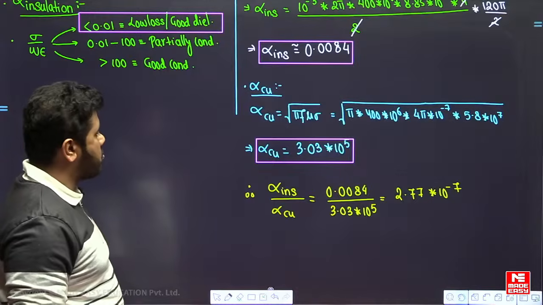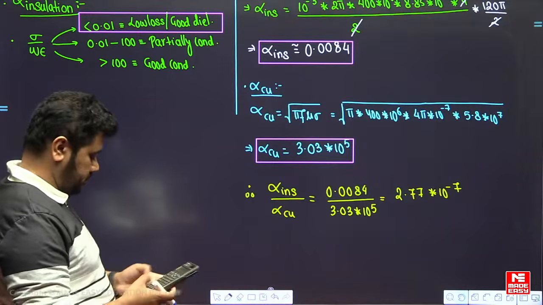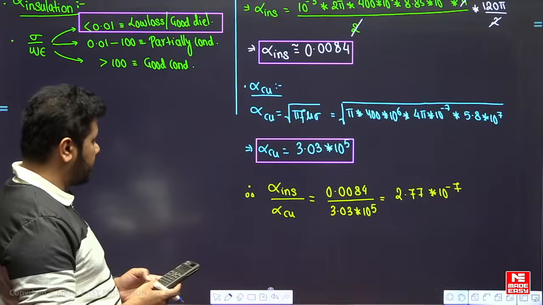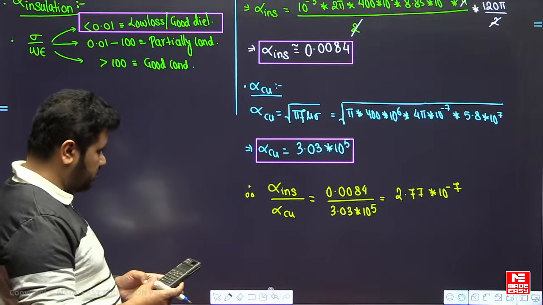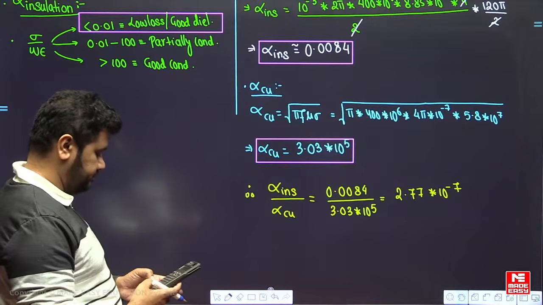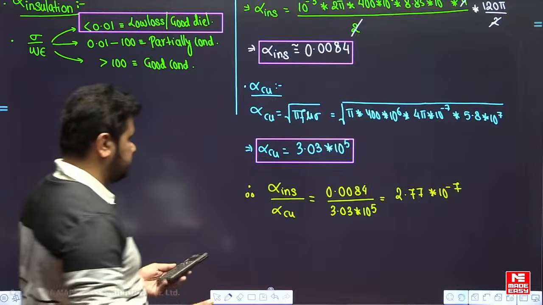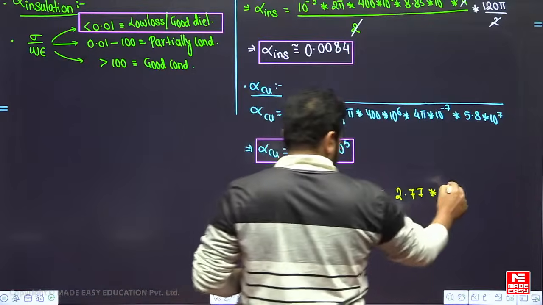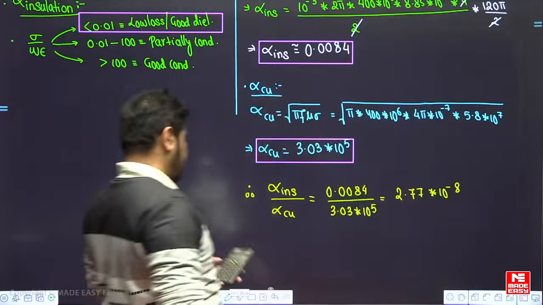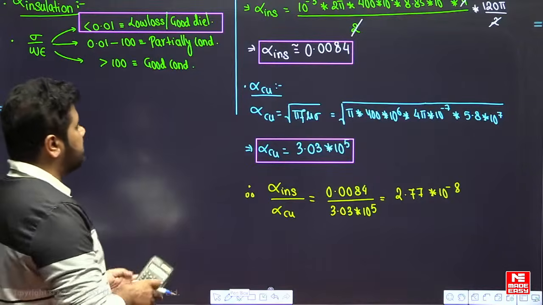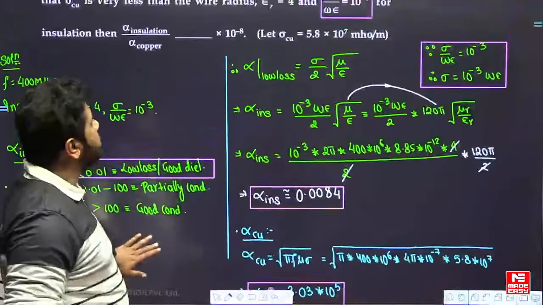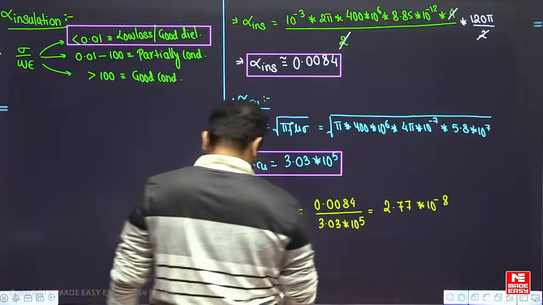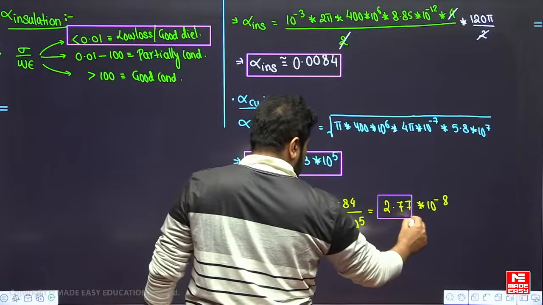Fine. So, 0.0084 divided by 3.03 to the power 5. Oh, power is 8. 2.77 into 10 to the power minus 8. So, it is also in minus 8. Okay. So, what is the answer? So, therefore, answer is a 2.77.